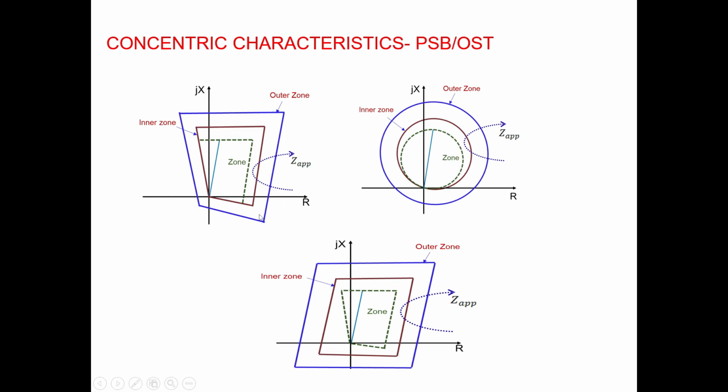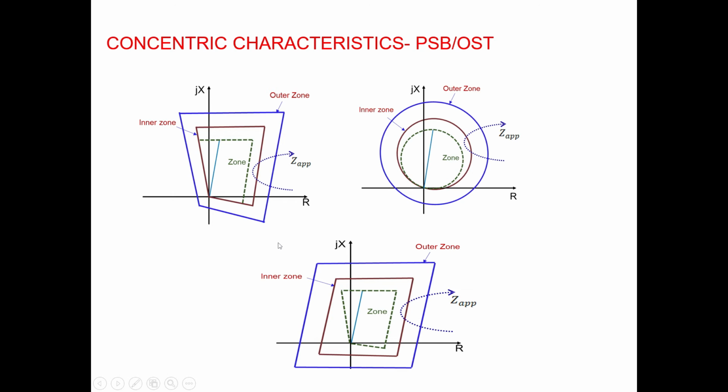area, and we will discuss load encroachment in some separate session. But basically what happens is that if your characteristic reaches inside your load encroachment area, then there is a chance of maloperations in case of power swing blocking. Similarly, in case of mho characteristics or in case of quadrilateral characteristics.